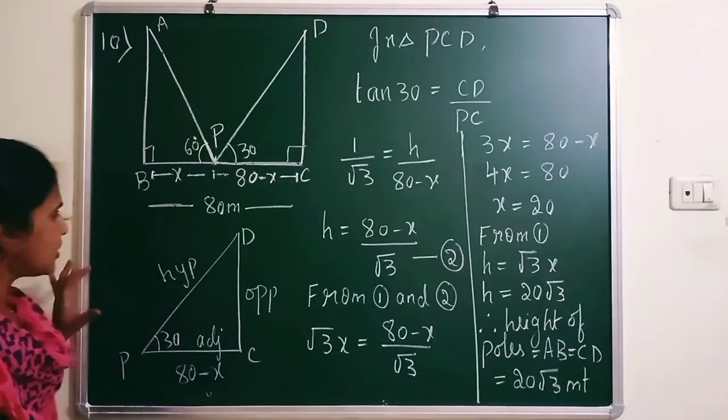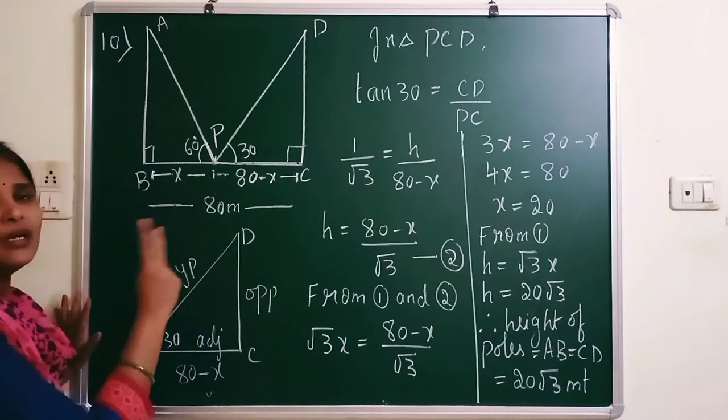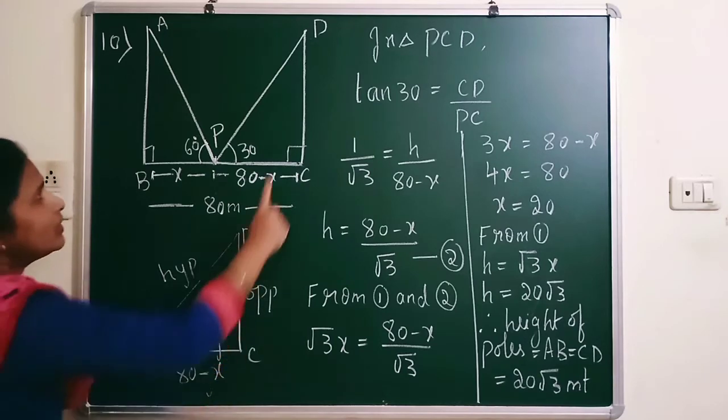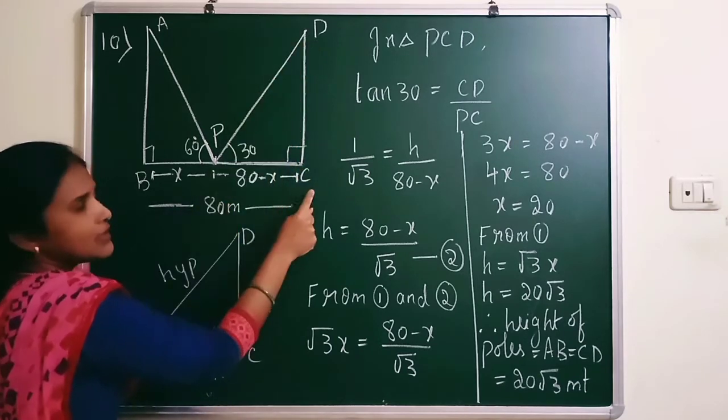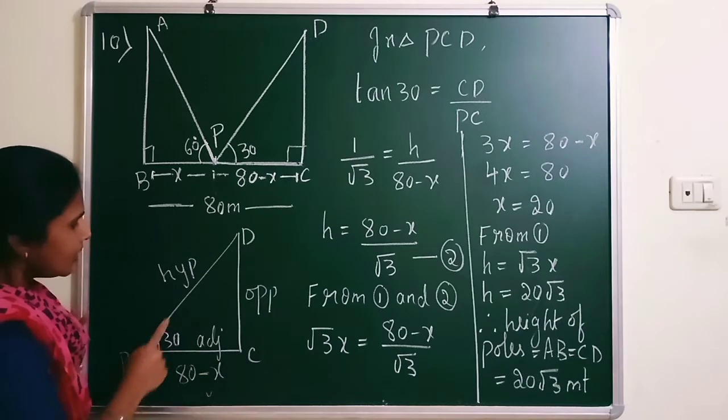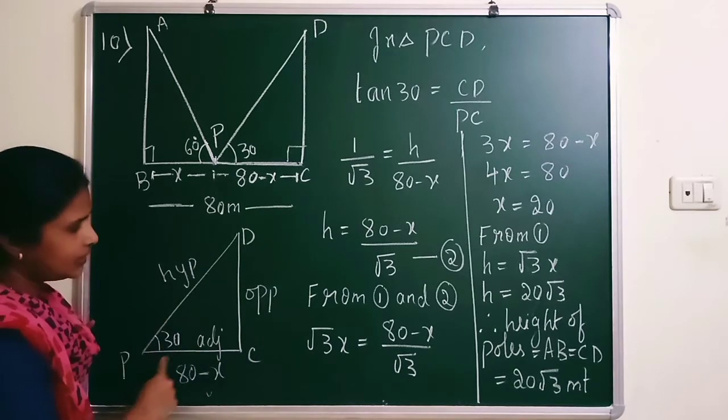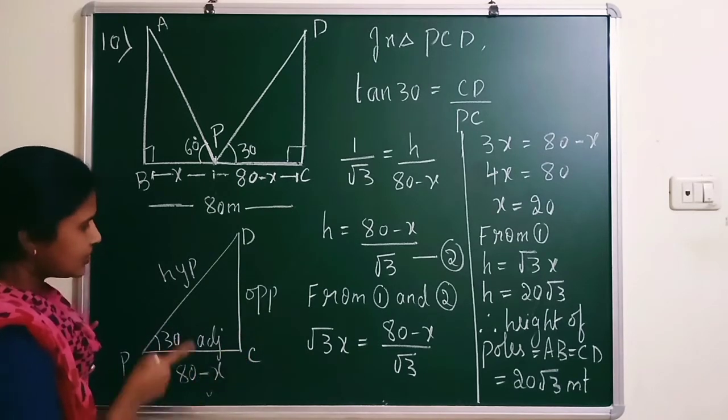With this value of H only, I can find AB and CD using another triangle, that is PCD. Now let us take another triangle to find the height of the poles. So the other triangle is DPC. So let us consider this, and this, because here it is 30 degree, this becomes opposite, adjacent and hypotenuse.